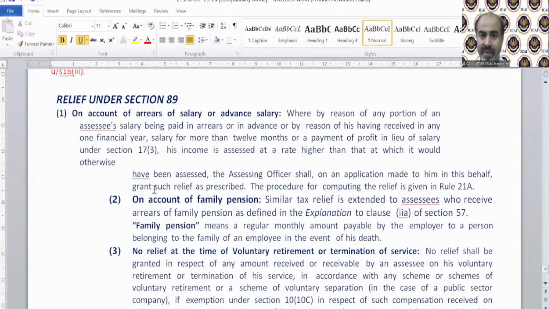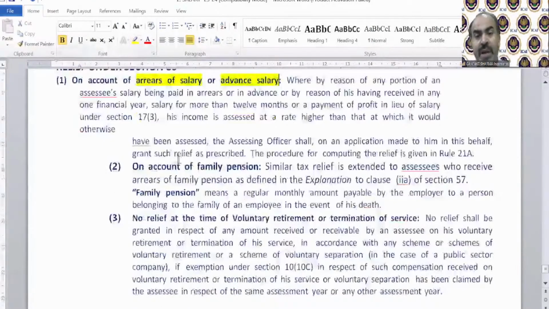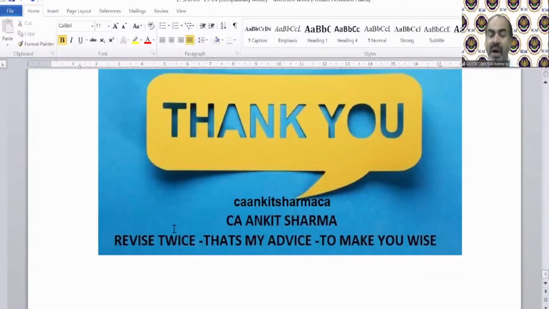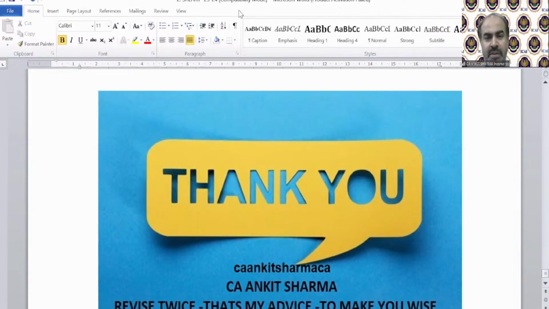So what is relief? How does it work? It is applicable when there is a case of arrear of salary. You might remember when we were discussing arrear of salary, I told you that we will discuss this case in detail when we discuss the provision regarding relief. It is also applicable in case of advance salary. So relief is applicable in case of arrear of salary, again in case of advance salary also. It is applicable in case of pension also. It's also applicable in case of gratuity, retrenchment compensation, VRS also. So why it's applicable and how it's applicable, we will discuss with my other notes that I uploaded yesterday. Fine. So let's discuss these provisions of relief.